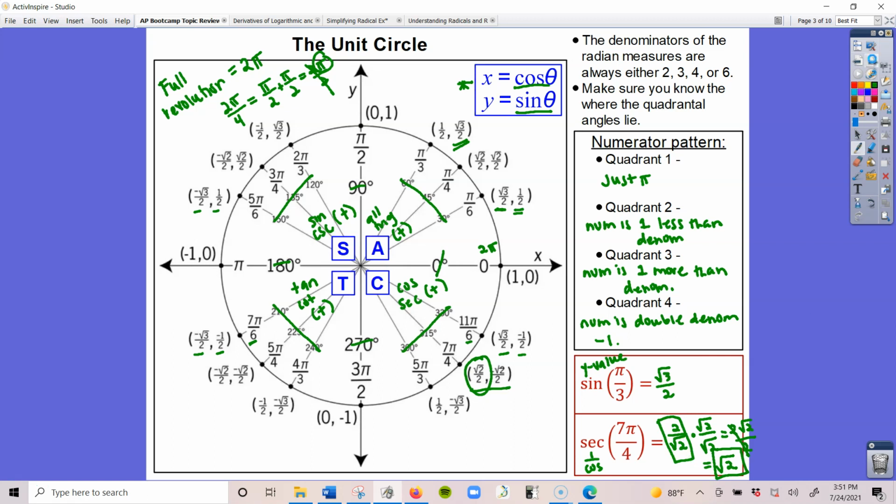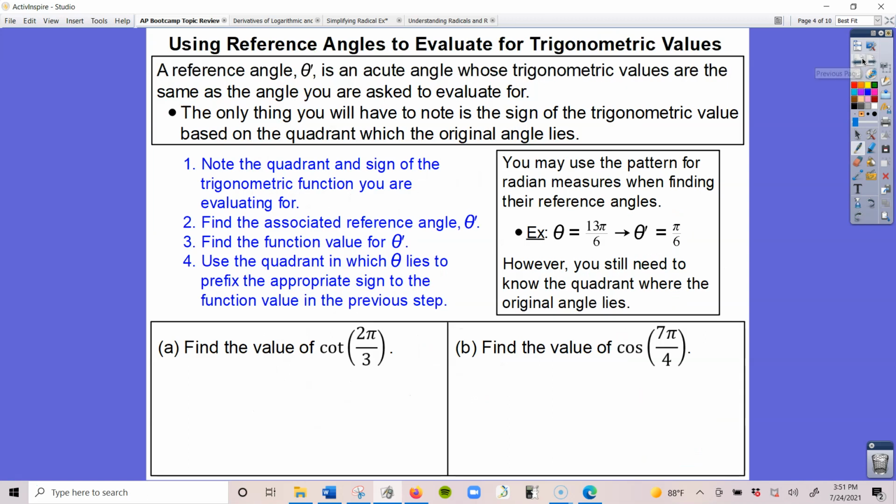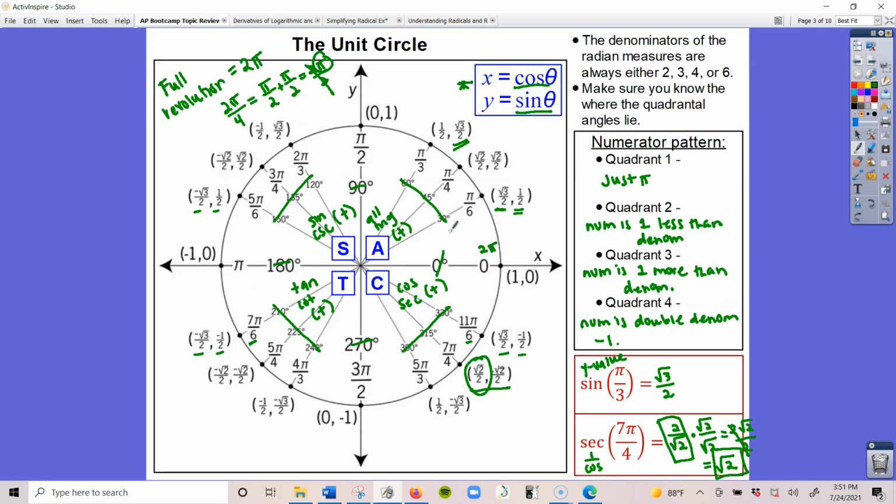So now let's continue with trig, and we're going to learn how to evaluate for these trigonometric values using what's called a reference angle. Now, a reference angle is any acute angle whose trigonometric values are the same as the angle that you are asked to evaluate for. So that's kind of what I was talking about here. Like I said, anything that has a denominator of 6 has the exact same values, except the signs may change, whether it's positive or negative.